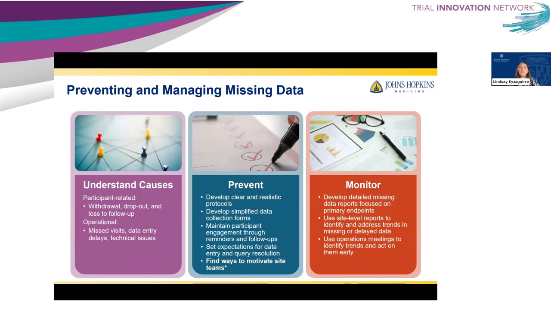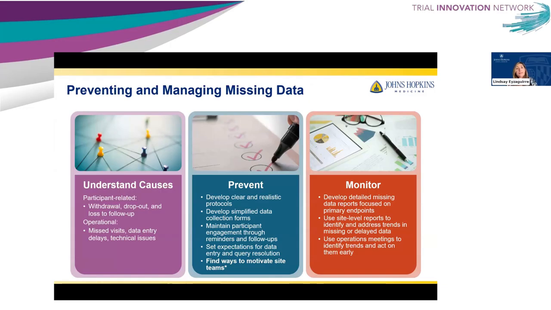So even with strong oversight, every trial will face challenges that lead to missing or incomplete data. What really matters is understanding why it happens so you can prevent it. Some root causes are participant related, like withdrawals, dropouts, or loss to follow-up. Others are operational, such as missed visits, data entry, or even technical problems with the EDC.